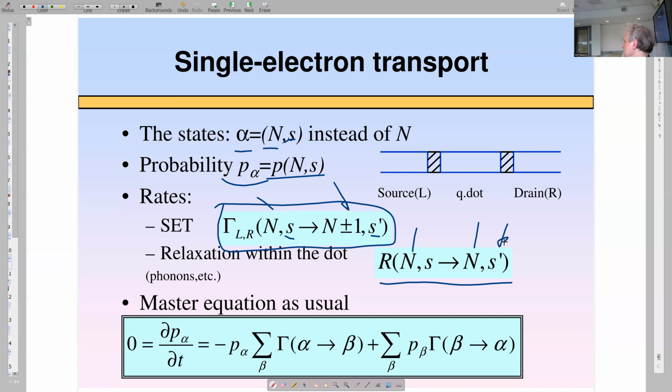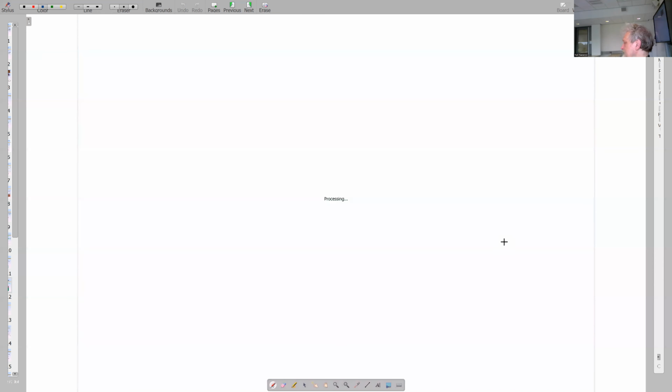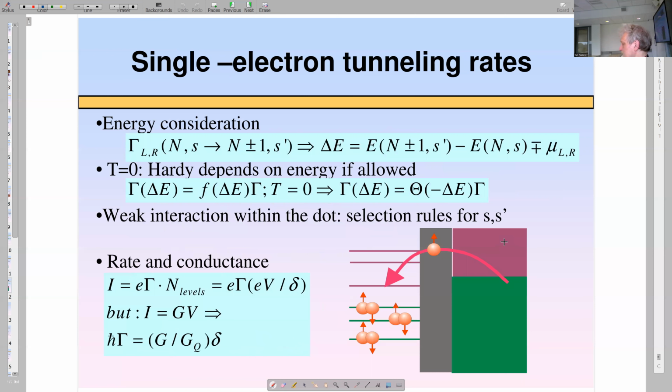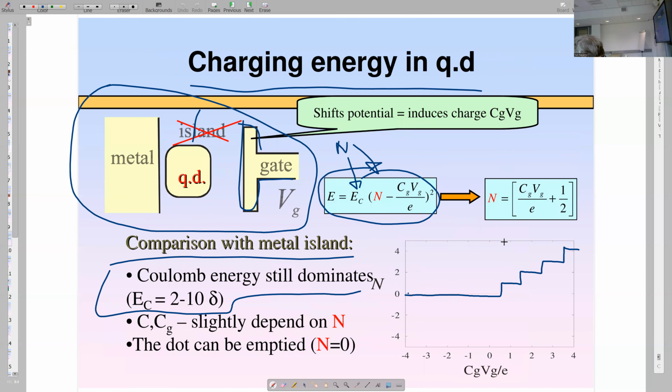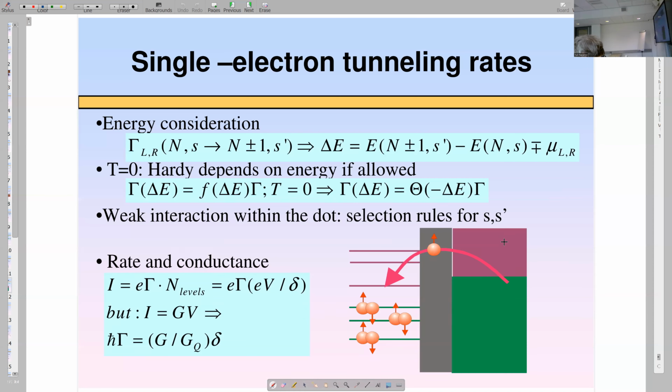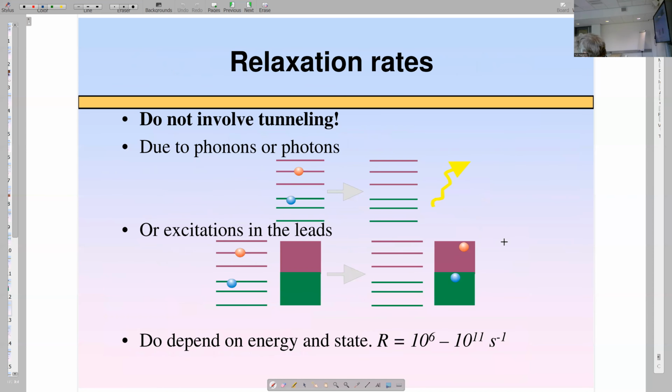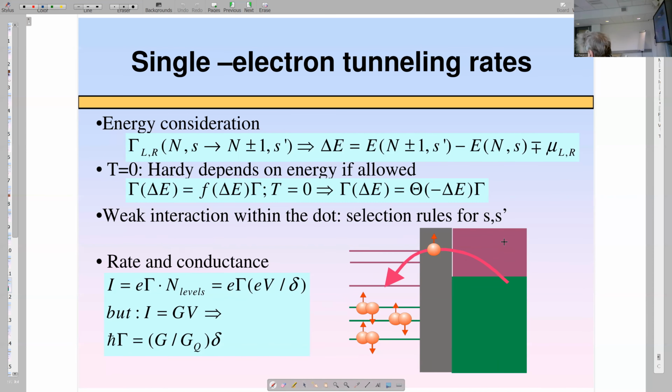So in the homework, there are several examples about transport through a quantum dot. I thought I had a transparency about the rates. Oh yeah, okay, it will come further. Okay, let me first talk about single electron tunneling.